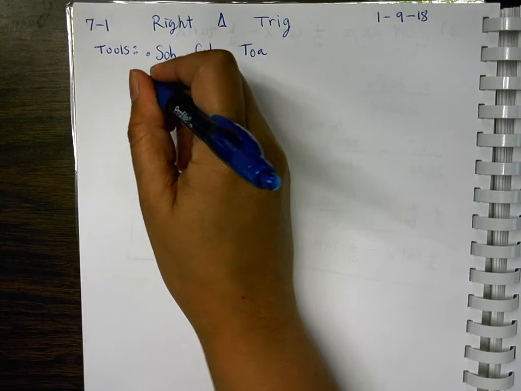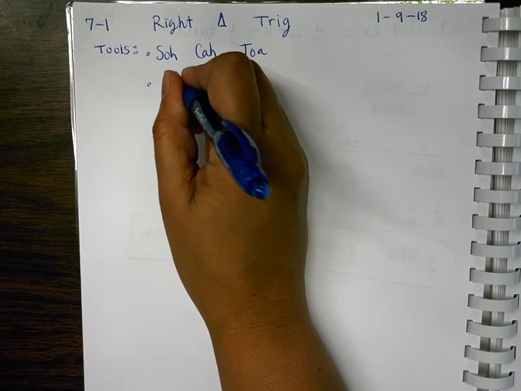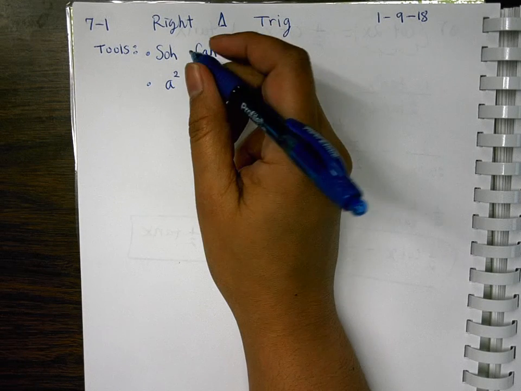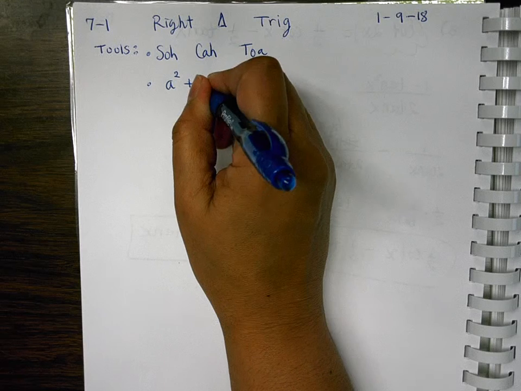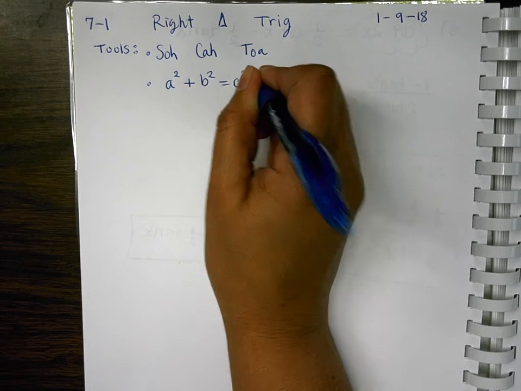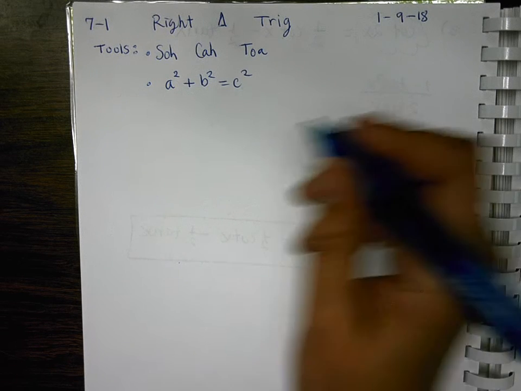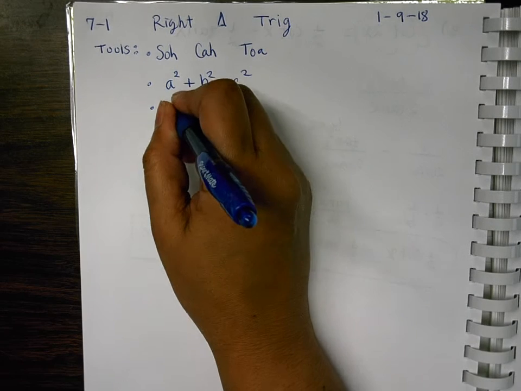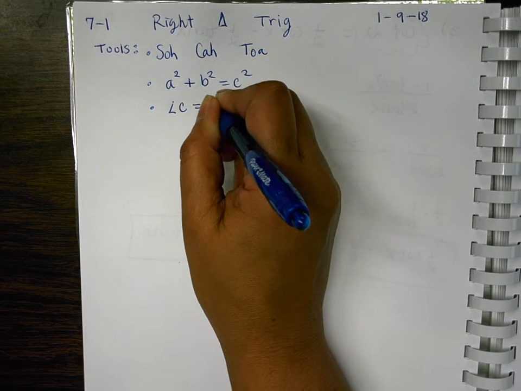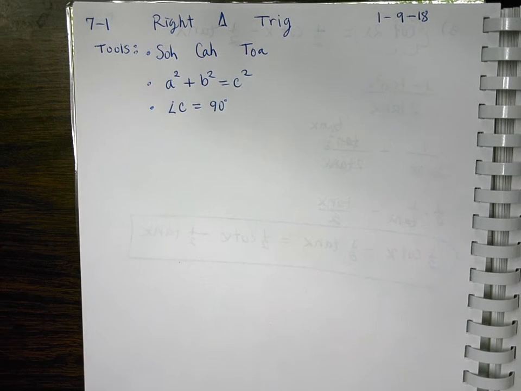Beetle vans. All right. Next one you learned in Math 1. A squared plus B squared equals C squared. Pythagorean theorem. Good. Next one, we're going to assume that angle C is always 90 degrees unless stated otherwise.